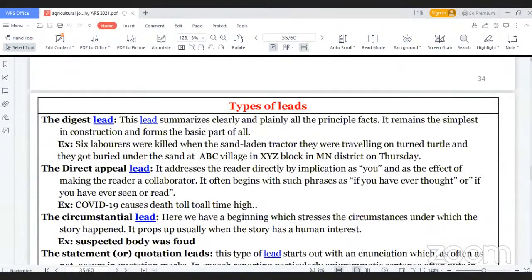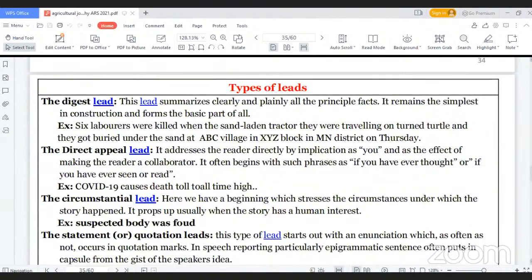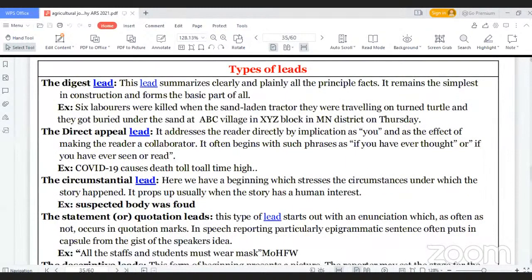So there are different types of lead. Let me go through the digest lead first. The digest lead summarizes clearly and plainly all the principal facts.